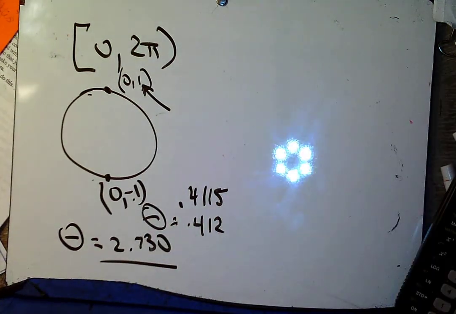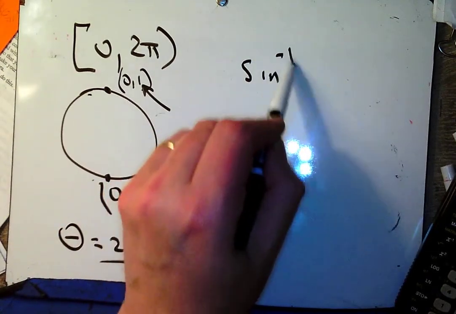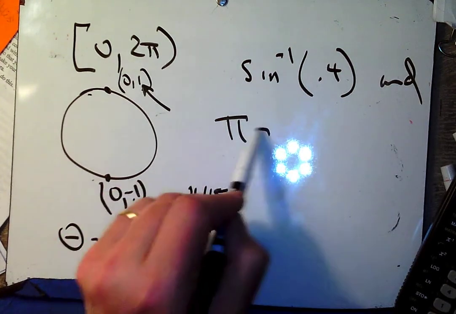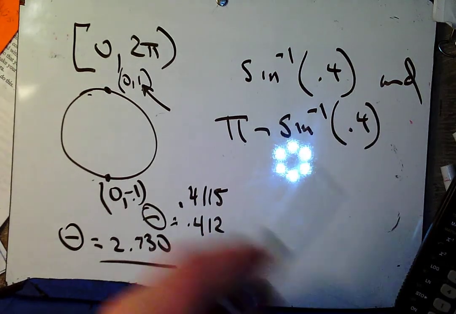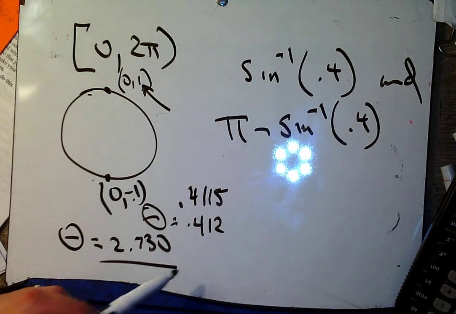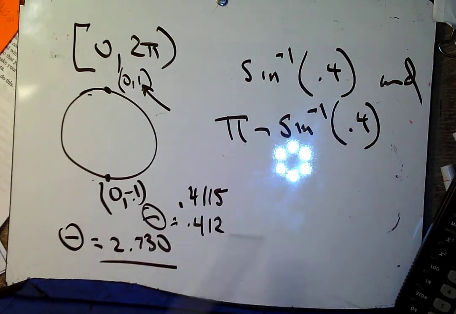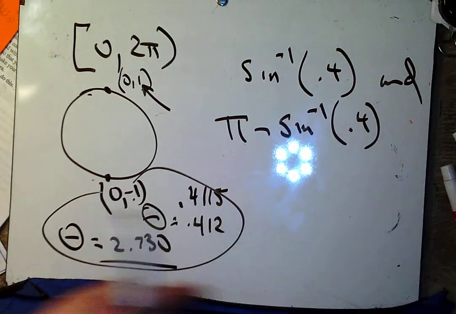I think that's a lot less suffering, okay? So, you're welcome to say that the answers are sine inverse of 0.4 and pi minus sine inverse of 0.4. But most people will have no sense of what those numerical values are. And you're going to have to use your calculator. So why don't you just graph? It's so much easier.